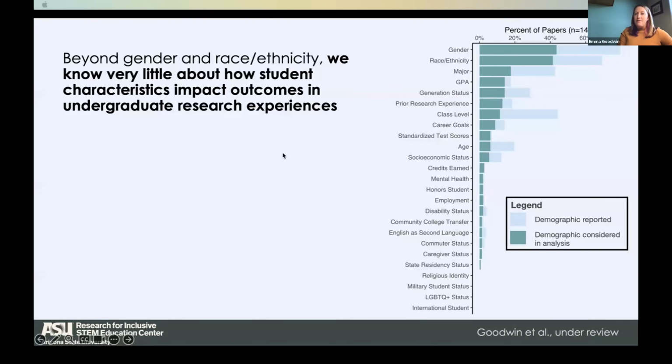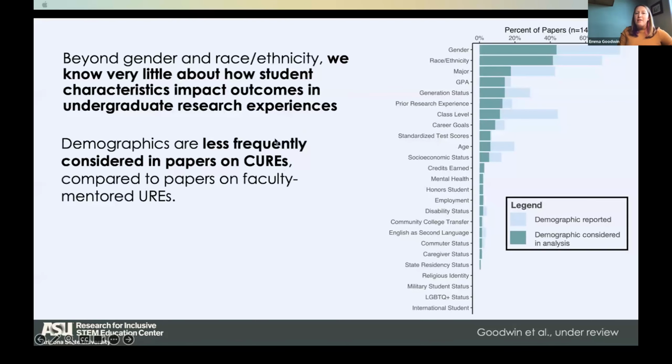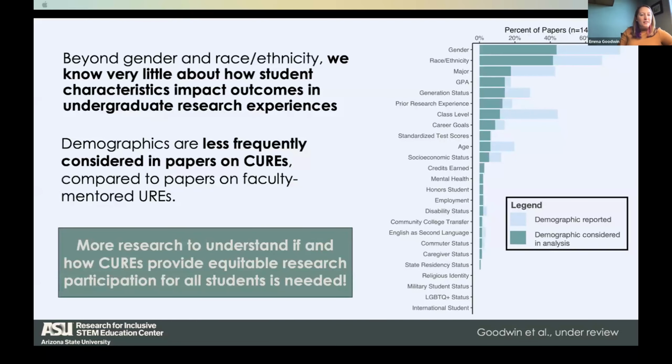One other thing that we found in this study is that demographics are actually less frequently considered in papers on course-based undergraduate research experiences compared to papers on faculty-mentored research experiences. And so that means, it's the call to action, if you are thinking about developing CUREs and research experiences, more research is needed to understand if and how CUREs are providing equitable research participation for all students. So we encourage you to consider how student demographics impact student outcomes in your own CUREs.